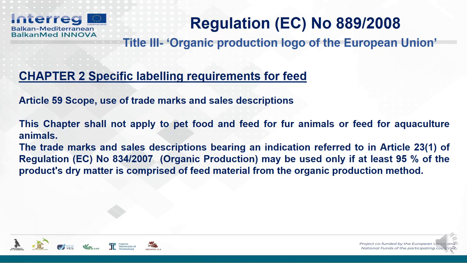This chapter shall not apply to pet food and feed for fur animals or feed for aquaculture animals. The trademarks and sales descriptions bearing an indication referred to in Article 23, Paragraph 1 of Regulation 834/2007 about organic production may be used only if at least, like in food, 95% of the product's dry matter is comprised of feed material from the organic production method.